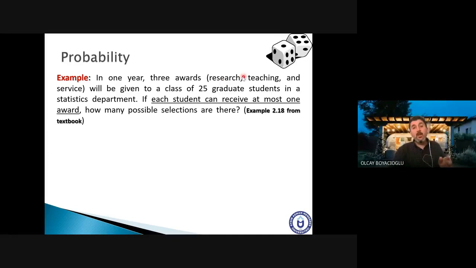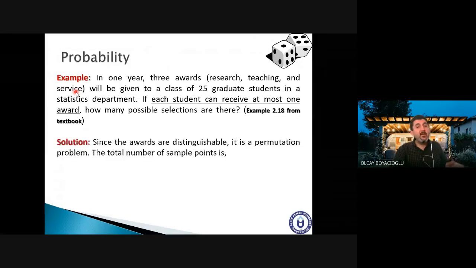However, here they separated the awards as research, teaching and service. So there are 3 different awards. If the awards are different, then in this case this is a permutation question, since the awards are distinguishable. Distinguishable means they can be separated from each other, right? They are different. Research is different, teaching is different, service is a different award. Then it is a permutation problem.